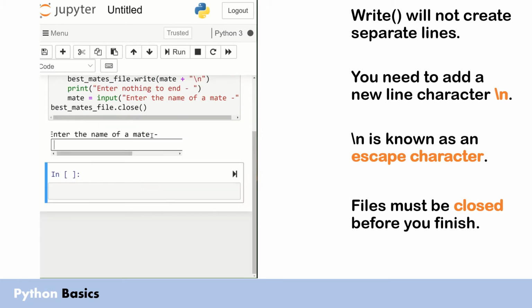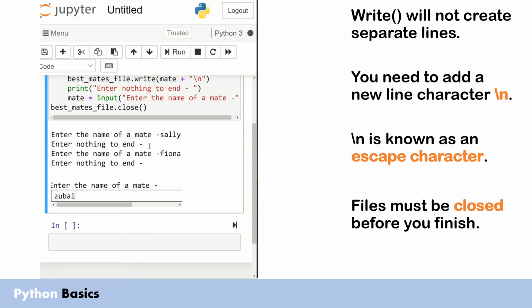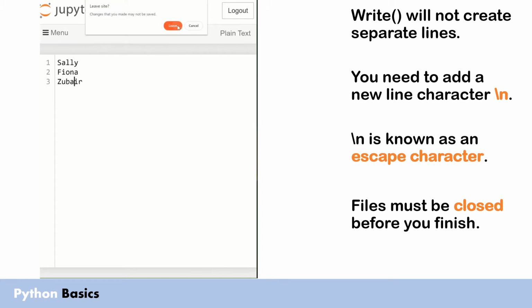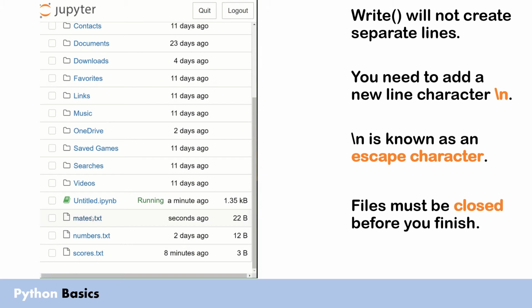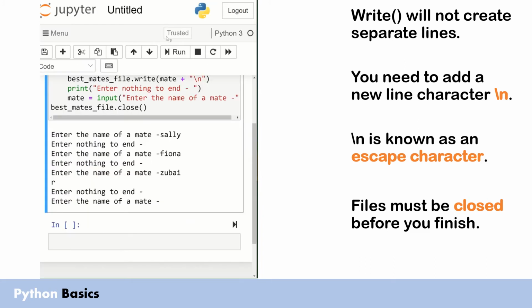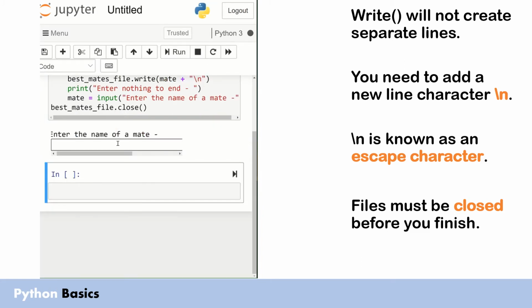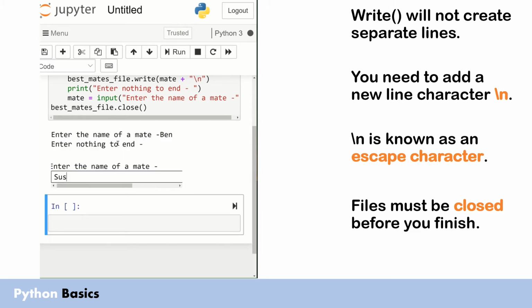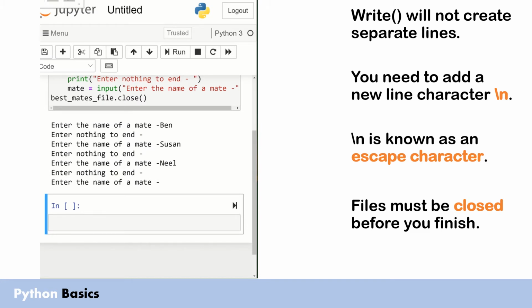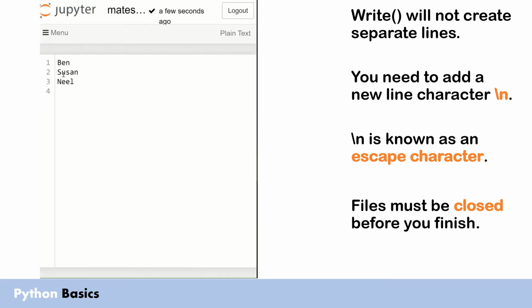I'm going to run it again, and I'm going to enter the three names again. So Sally, Fiona, and Zubair. Then hit nothing. Go back to my file. Let's leave that file. Let's open it up again. And there we go. You can see the three names are on a separate line. Let's just make sure that is really working. So I'm just going to run the program again, this time with different names. I don't know, Ben, Susan, and Neil. Hit nothing. Then go back, open the file up again, and you can see those are all on separate lines.